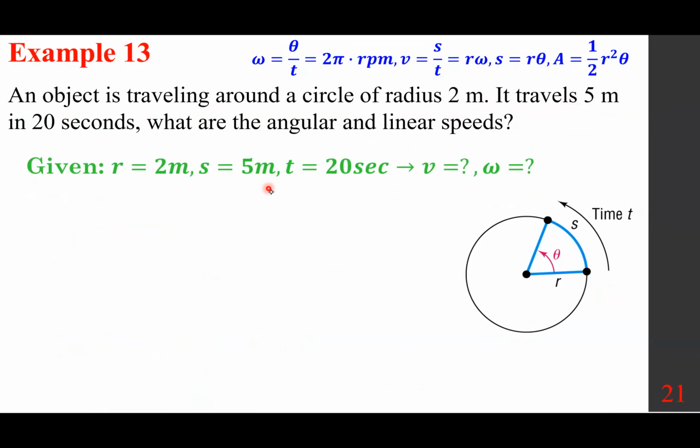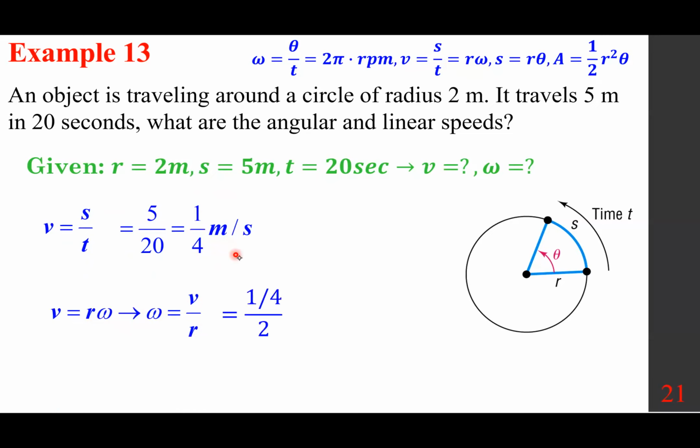Radius is 2 meters. S is 5 meters. T is 20 seconds. V and omega are the questions. So V is S over T. We have the S, we have the T, and it's 1/4 of a meter per second. We also know that V is R omega, so omega is V over R. 1/4 over 2 makes it 1 over 8 radians per second.